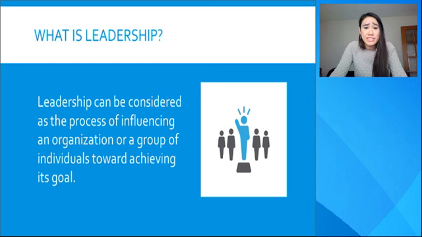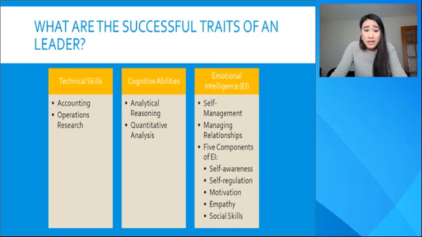So now that you have the basic understanding of what leadership is, what are the traits normally associated with effective and successful leaders? Well, it's a combination of technical skills, cognitive abilities, and emotional intelligence. It is so crucial for leaders to obtain these traits and to continually develop them over the years.